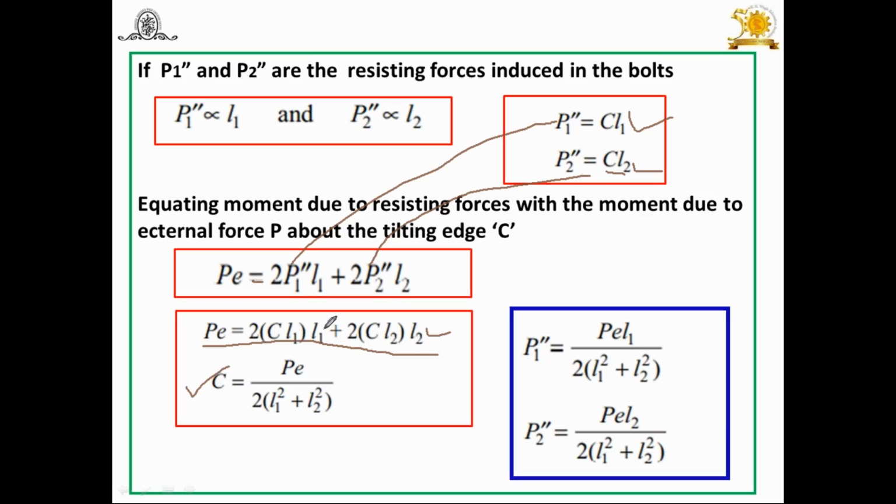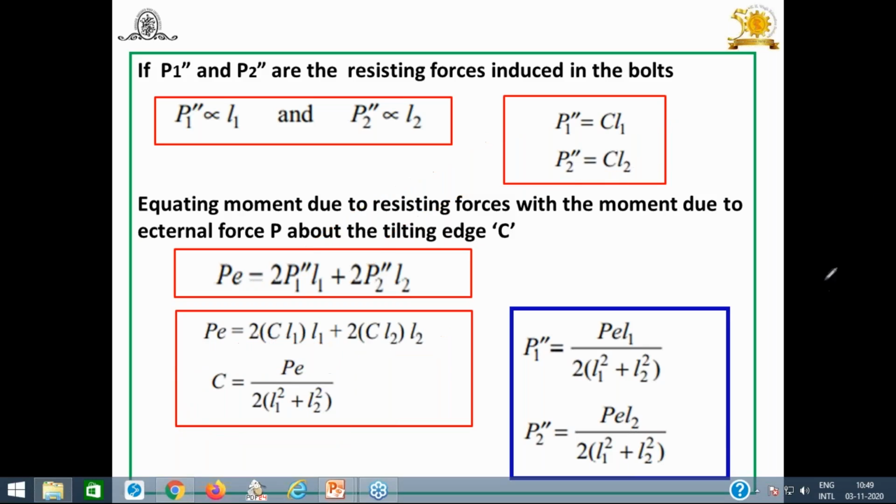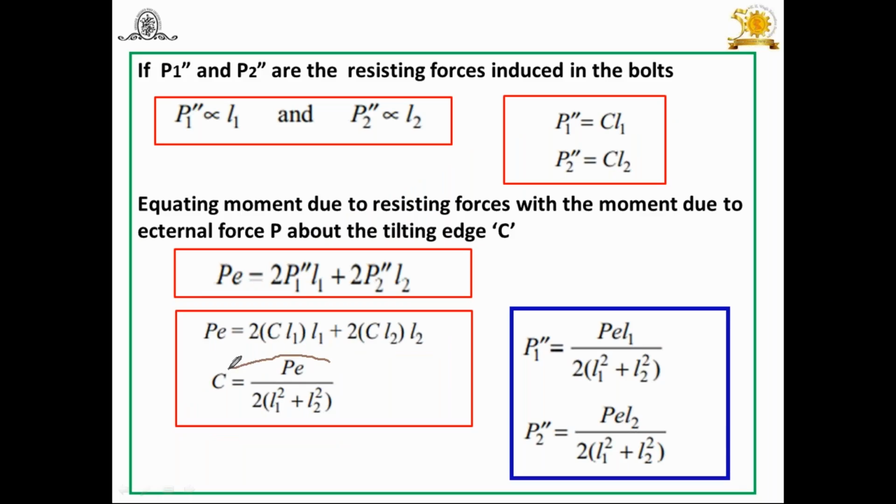Therefore, C is equal to, you can solve it, you can take C common, send all the terms towards the other side. You will get P upon 2 in bracket L1 square plus L2 square, this is C. Try to understand. And again, what you have to do? You have to substitute the value of C. What is C? P upon 2 in bracket L1 square plus L2 square. So you can substitute the value of C. So what you will get? I am going to write.